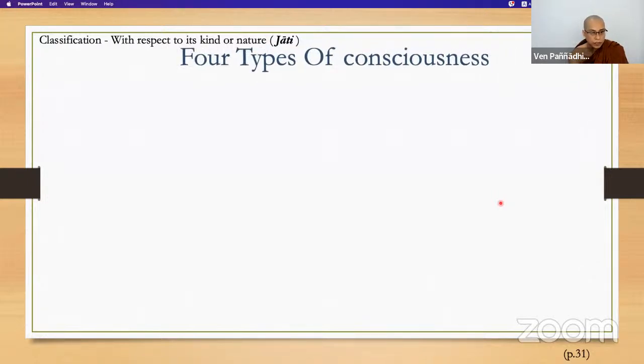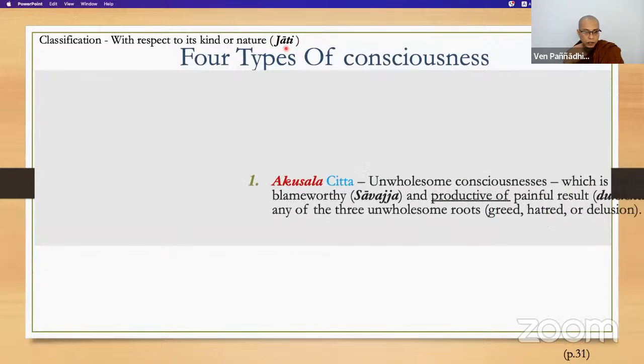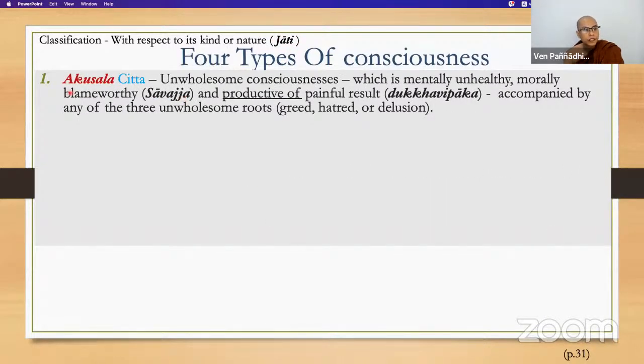Okay, it's not only 4 types of consciousness according to their plane of existence. Here are another 4 types of consciousness with respect to their nature. Their nature is called jati. The first type is called akusala citta, unwholesome consciousness. So why can we say akusala citta? There are 2 reasons. The first reason is they are mentally unhealthy or morally blameworthy. Savajja.